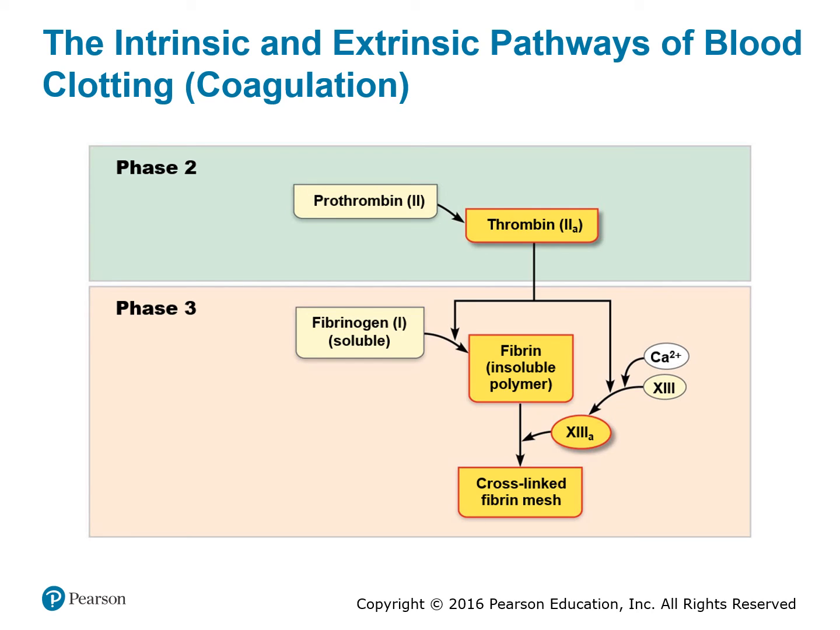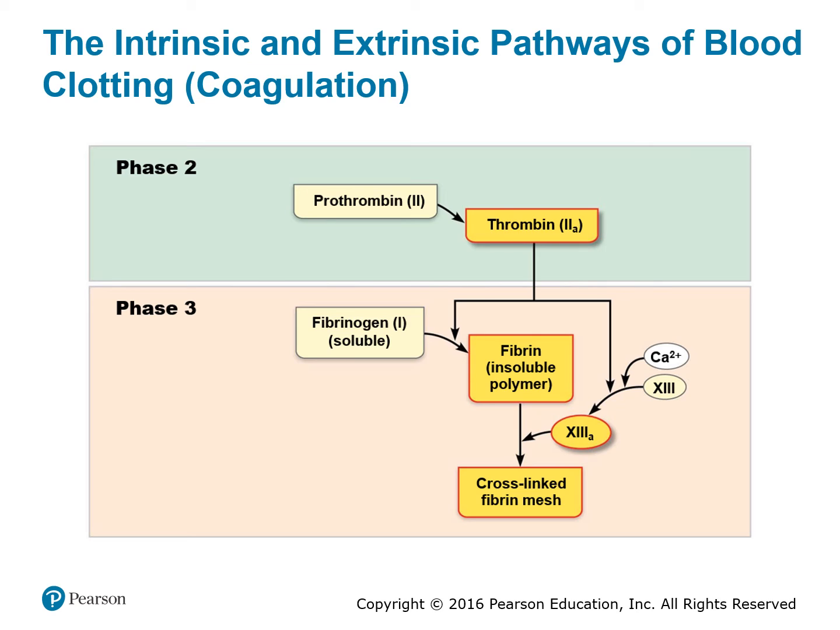Phase 2 of the coagulation pathway is known as the pathway to thrombin. Here, prothrombin activator catalyzes the transformation of prothrombin to the active enzyme thrombin. And phase 3 is known as the common pathway to the fibrin mesh.